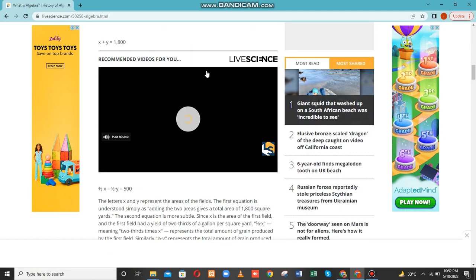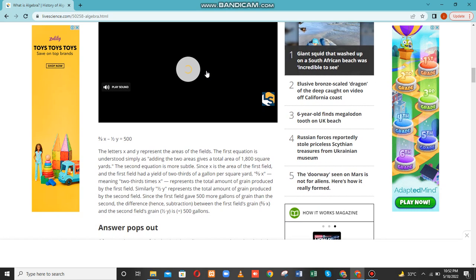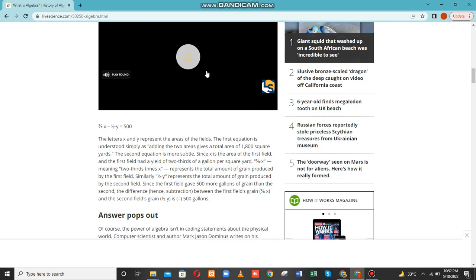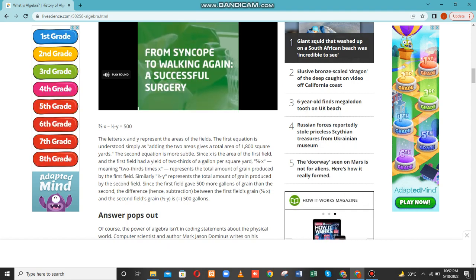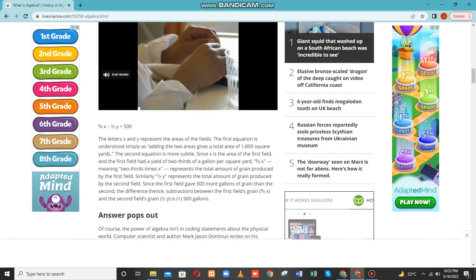x plus y is equal to 1800. 2/3 x minus 1/2 y is equal to 500. The letters x and y represent the areas of the fields. The first equation is understood simply as adding the two areas gives a total area of 1800 square yards. The second equation is more subtle.